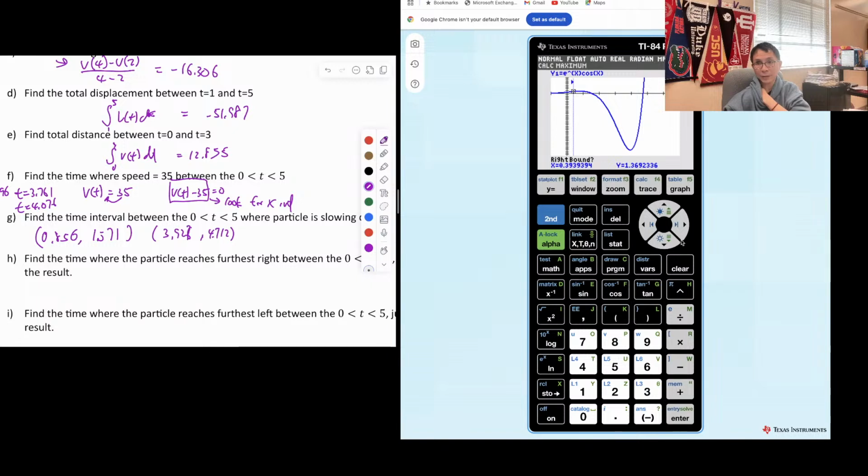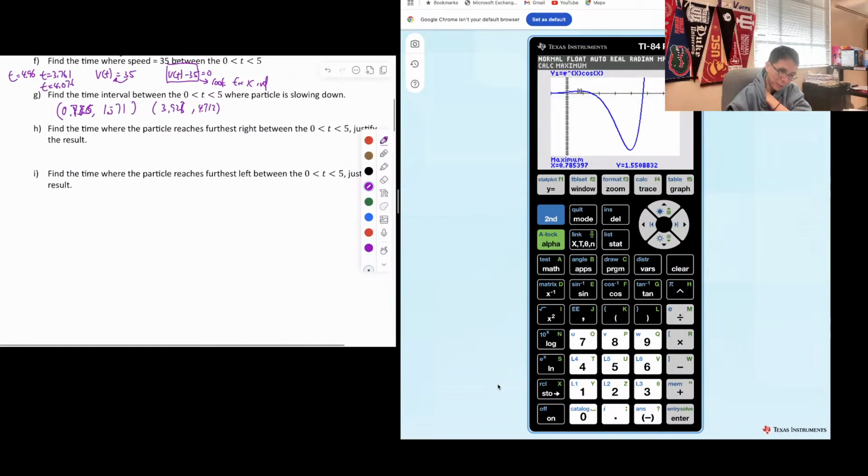So I press enter here. I press enter here. And I press enter here. 0.785. You're right. Okay, does that make sense? Okay, so now next one.